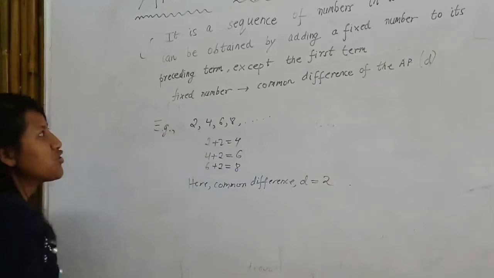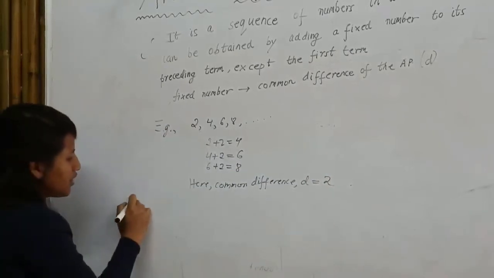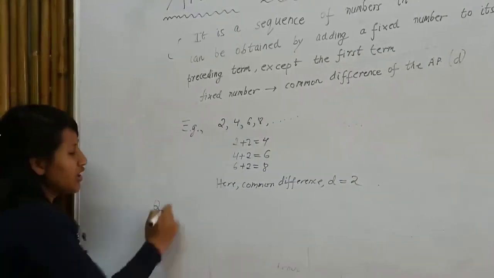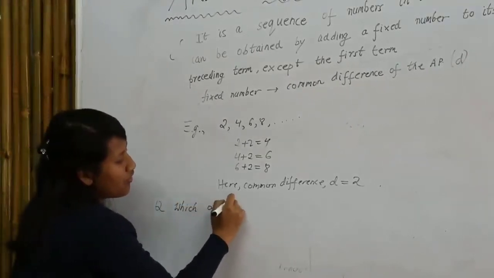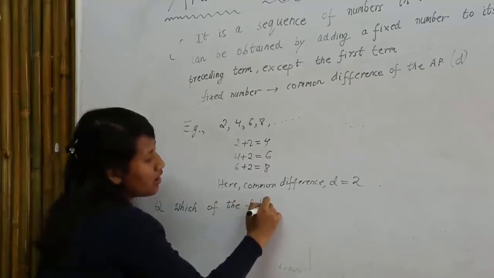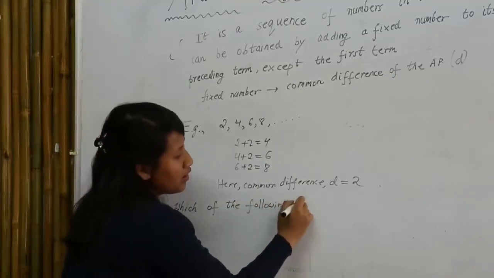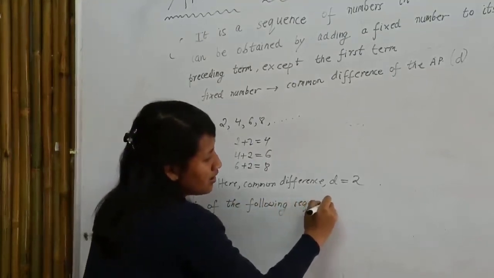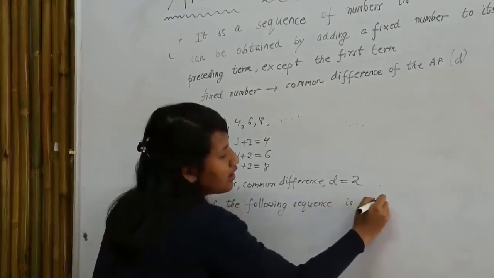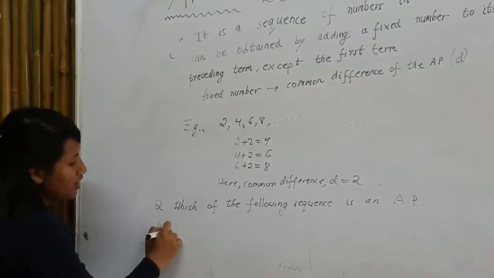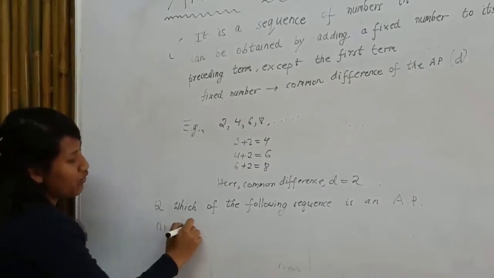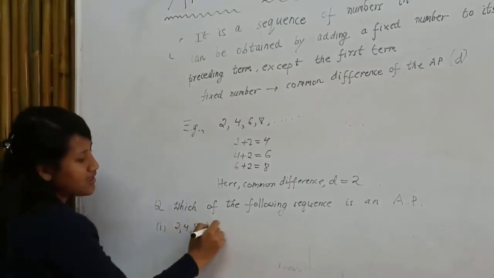Okay, so let's solve some problems regarding this AP. Okay, so which of the following sequence is an AP? Okay, the first one, okay, 2, 4, 8, 16, so on.